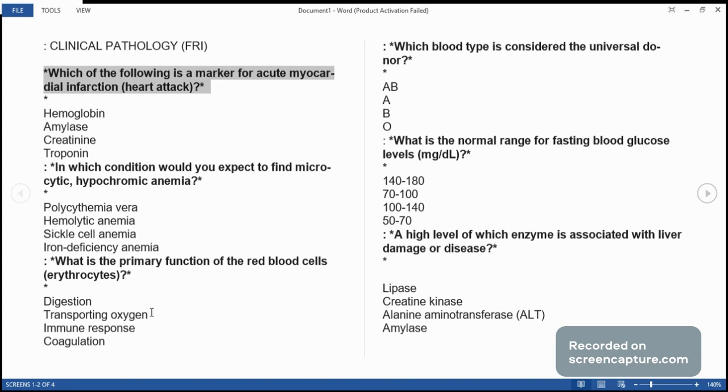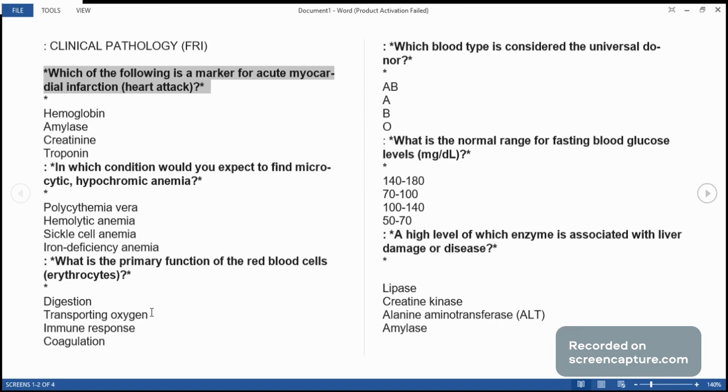Type O also has anti-A and anti-B antibodies in plasma, but this only matters when whole blood or plasma is given. For red blood cell transfusion, the absence of A and B antigens is the critical factor, so those other antibodies are not important. Now, let's check the first question.